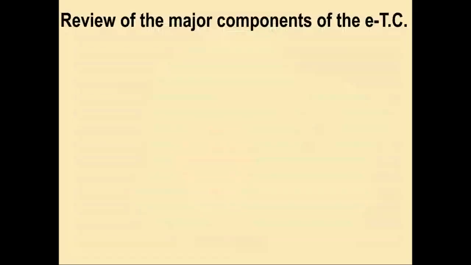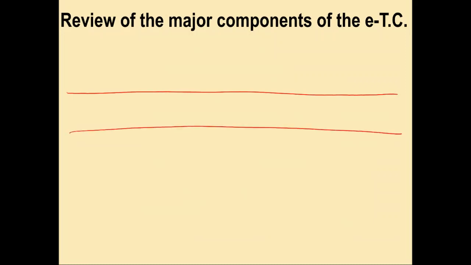Okay, so let's start off. This is a very important part of the chapter. Let's start off by reviewing the major components of the electron transport chain. So there are 5 major components: the 3 pumping components and the 2 carrier components. So, of course, where is this going to be located? This is going to be located in the inner membrane of the mitochondria, right?